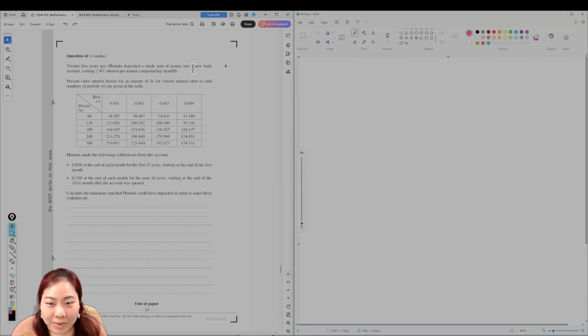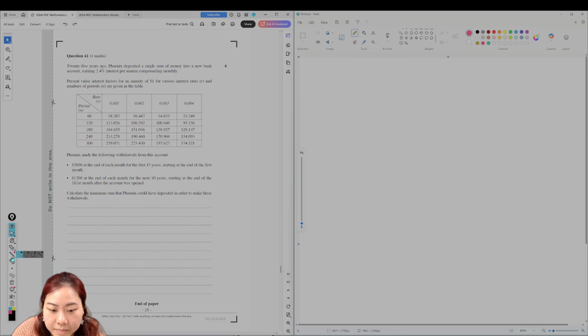Okay, 25 years ago, Phoenix deposited a single sum of money into a new bank account, earning 2.4% interest per annum compounding monthly. Present value interest factors for an annuity of $1 for various interest rates and periods are given in the table below. Phoenix made the following withdrawals from this account: $2,000 at the end of each month for the first 15 years starting at the end of the first month, $1,200 at the end of each month for the next 10 years starting at the end of the 181st month after the account was opened. Oh my gosh, okay. Calculate the minimum sum that Phoenix could have deposited in order to make these withdrawals. Wow. This is a lot to take in.